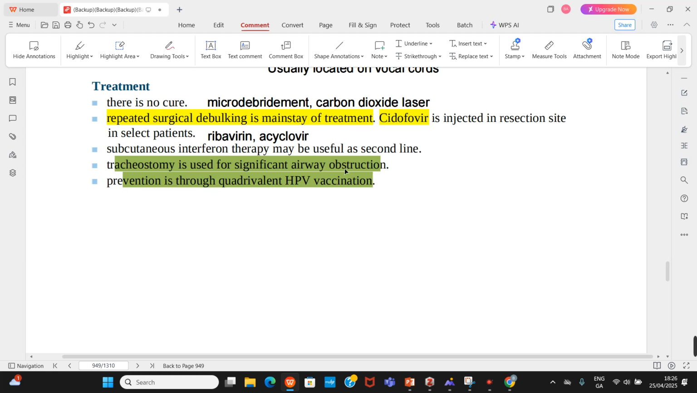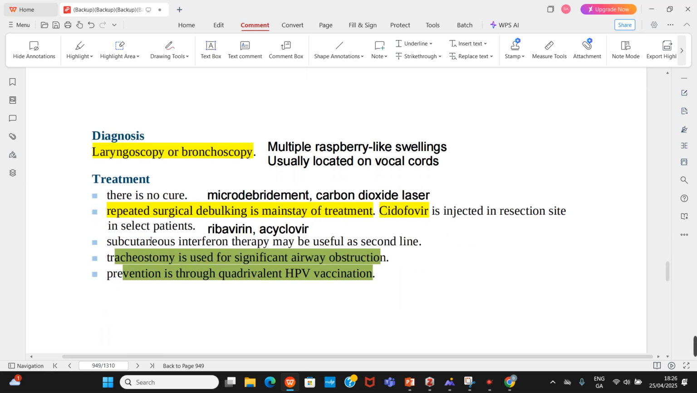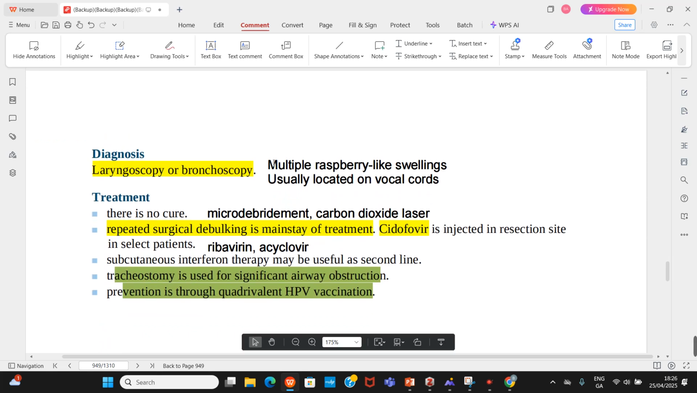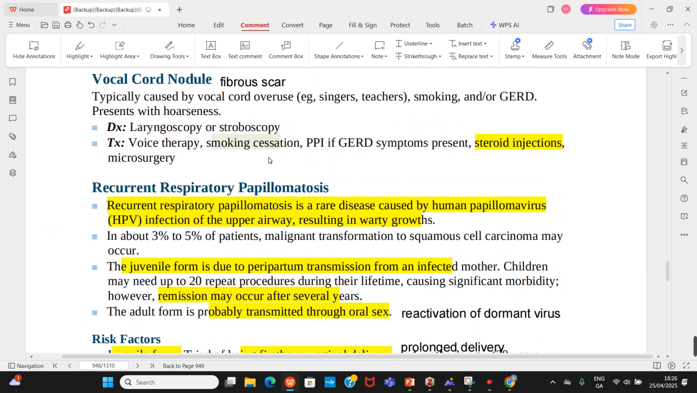If the airway is very significantly occluded, you might need to put in a tube, a tracheostomy. But the best way to prevent it is to vaccinate with the quadrivalent HPV vaccine. Don't forget, this is transmitted through exposure to human papillomavirus 6 and 11.